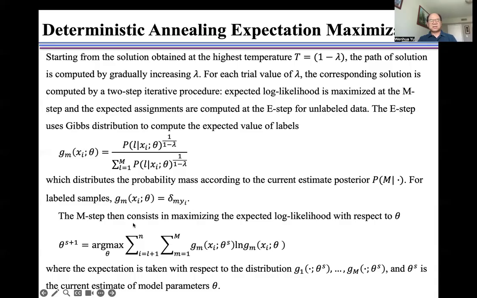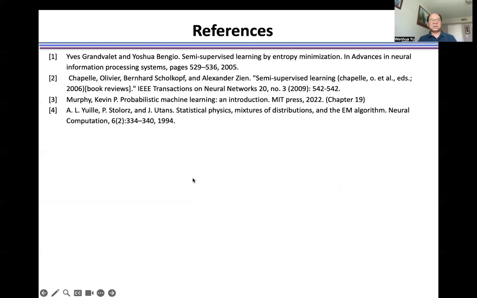The M step then consists in maximizing the expected log likelihood with respect to theta, as shown here, whereas the expectation is taken with respect to the distribution from g_1 to g_m, and theta^s is the current estimate of the model parameter theta. For more details, please check these references.